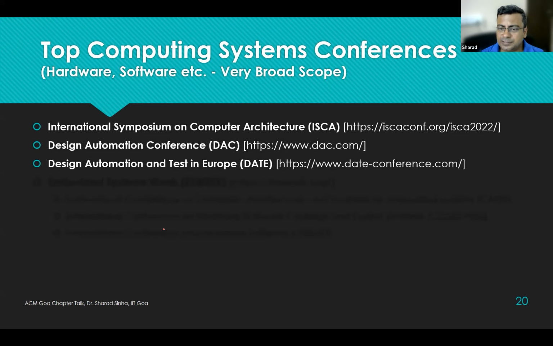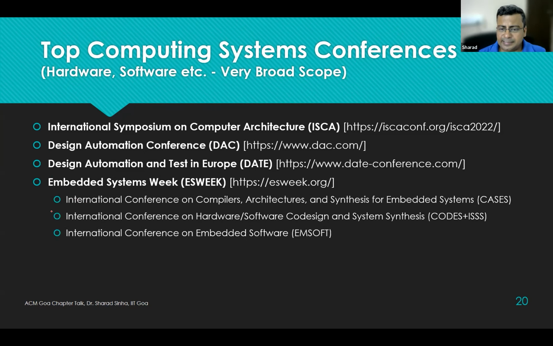Design Automation Conference is another premier conference, which looks at a lot of various areas in design automation. And design automation is essentially focusing on how do you design a computing system? You can design a computing system for, say, video processing, or audio processing, or for AI applications, or for server applications. And that whole process, the various steps involved. So the scope is both from the hardware point of view as well as the software point of view. Similarly, there is a conference called Design Automation and Test in Europe, which is also a very broad-based conference.